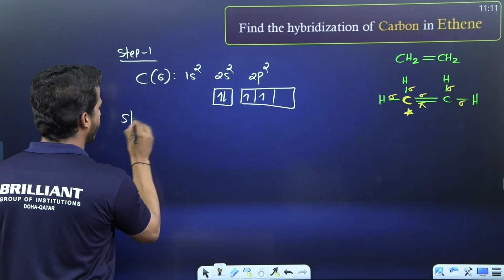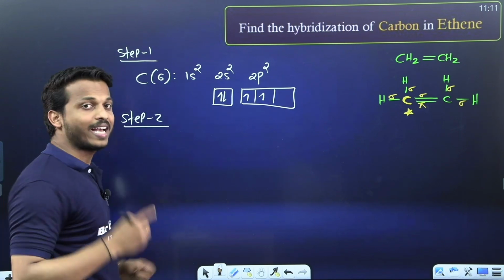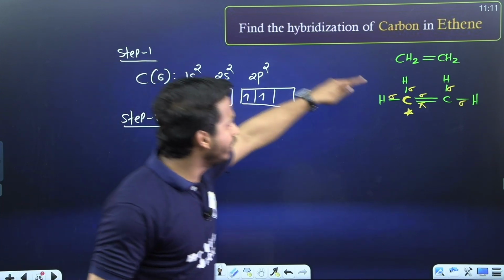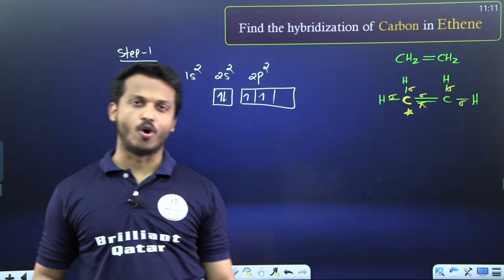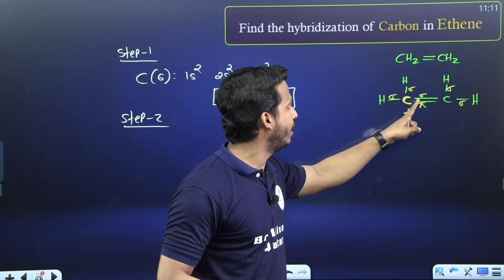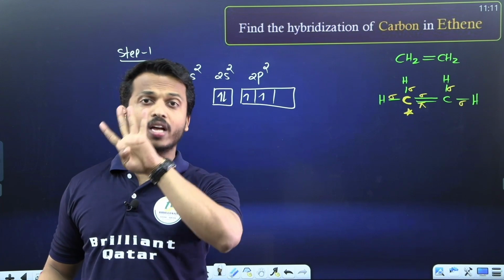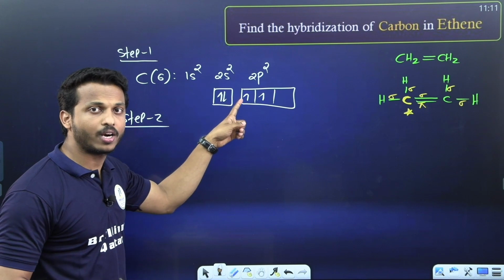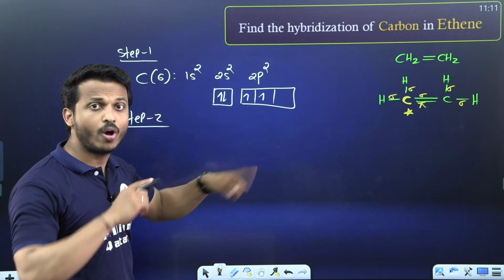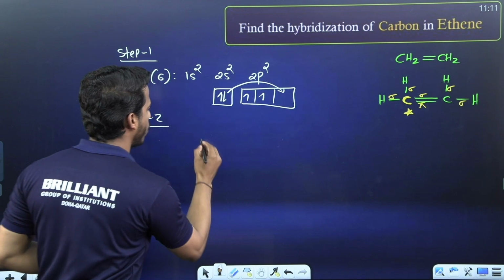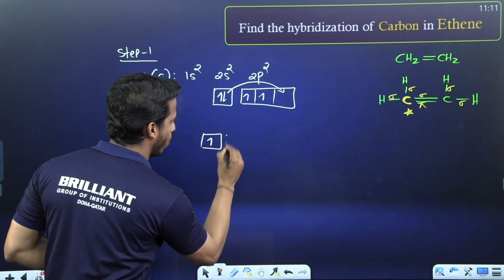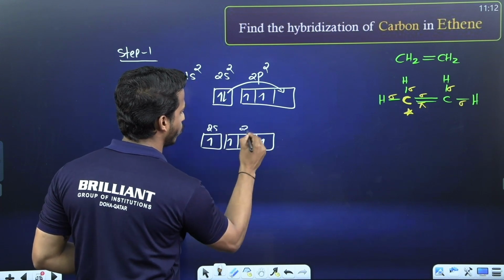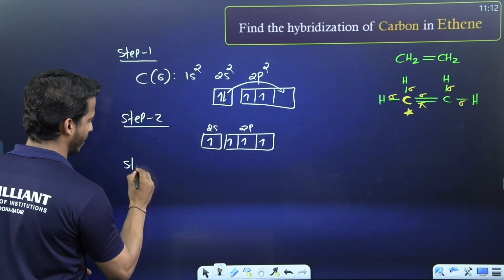Okay, what is step 2? In step 2 we write the excited state. How do we calculate whether an excited state is required or not? On this carbon, how many bonds in total? 1, 2, 3, 4. Total there are 4 bonds. If there are 4 bonds, there should be 4 unpaired electrons. Do you have 4 unpaired electrons in the ground state? No, only 2, right? So excite 1 electron. What is the excited state here? 2s has 1 electron, 2p has 3 electrons. Now 4 unpaired electrons. Excited state done.